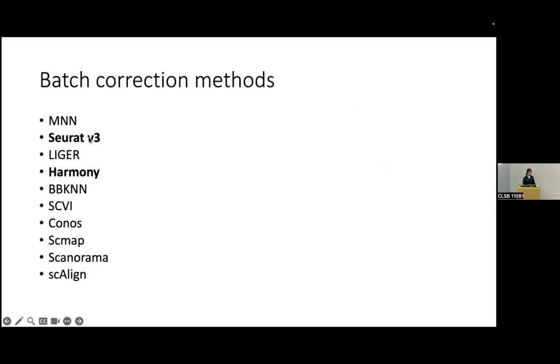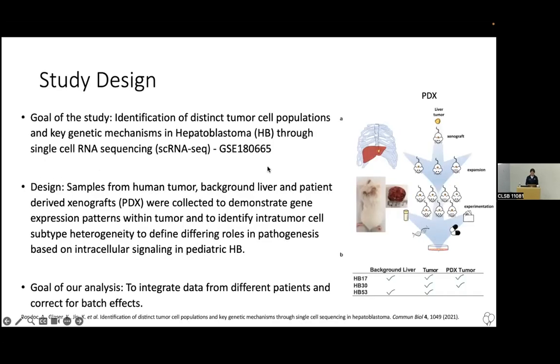So there are different batch correction methods. I'm going to introduce the canonical correlation analysis within the Seurat, and there's also Harmony. So for the use of Seurat, the goal of the study is to identify distinct tumor cell populations and key genetic mechanisms in HB through single cell RNA-seq.